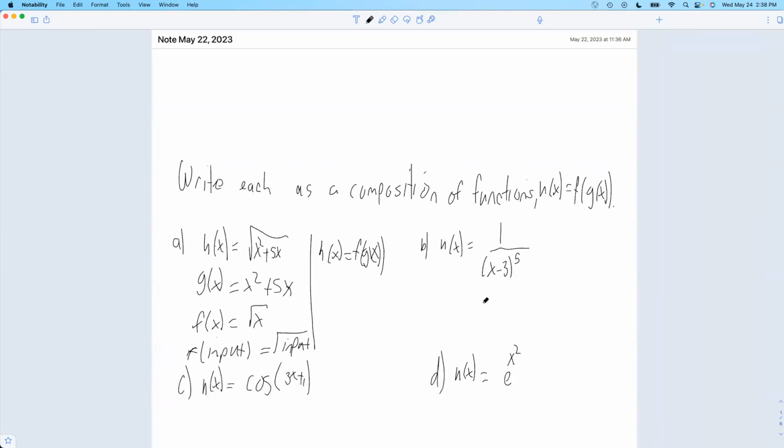For a guy like this, a bunch of different ways you could write this. You could say g of x is just the x minus 3. And then f, what am I doing to that? I'm doing 1 over my input to the 5th power. Then h is f of g of x.